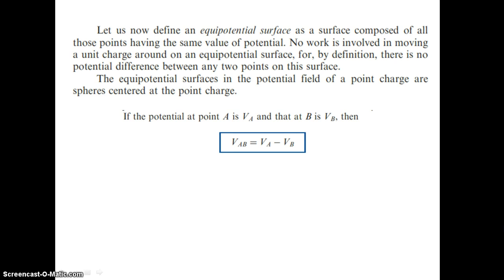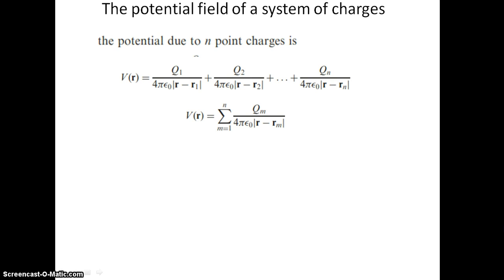If we consider two points A and B, with potential VA at point A and potential VB at point B, then the potential difference VAB equals VA minus VB. So far we have discussed potential difference and absolute potential. Now, what do we mean by the potential field of a system of charges?